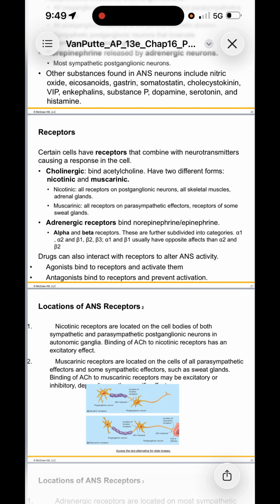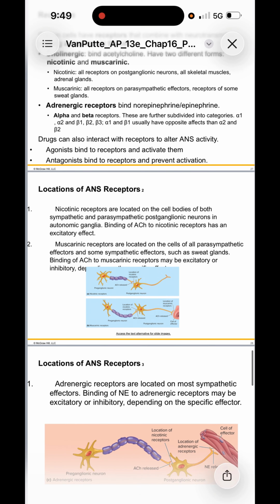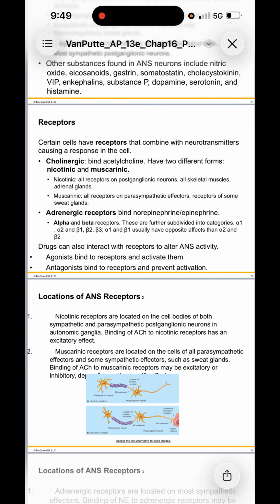Adrenergic receptors bind norepinephrine and epinephrine. They are alpha and beta receptors, further subdivided into categories A1, A2, and B1, B2, B3. A1 and B1 usually have opposite effects than A2 and B2. Drugs can also interact with receptors to alter ANS activity. Agonists bind to receptors and activate them. Antagonists bind to receptors and prevent activation.